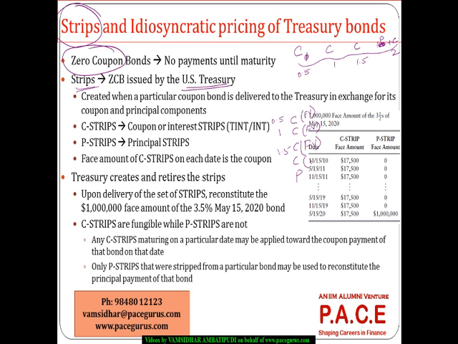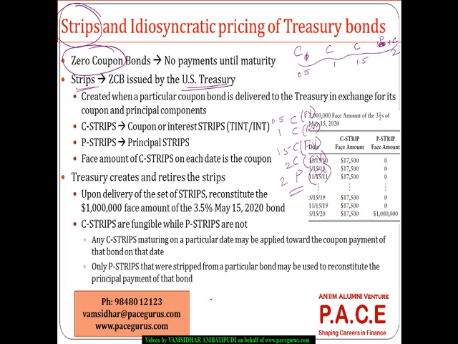This is a 2 year maturity zero coupon bond with a face value of C. And the last one is a 2 year maturity zero coupon bond with a face value of P. This is what is the stripping part.